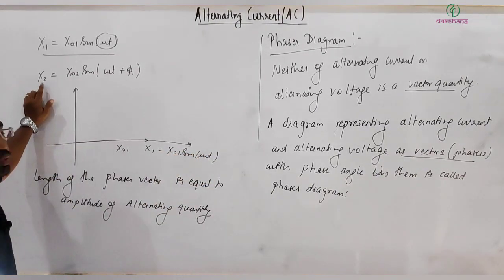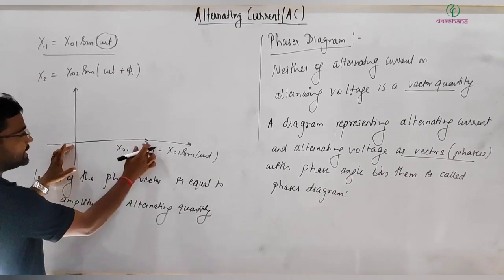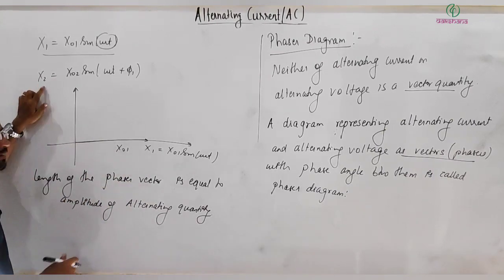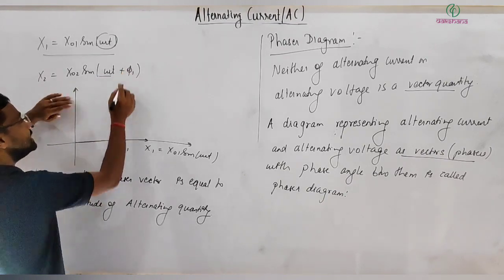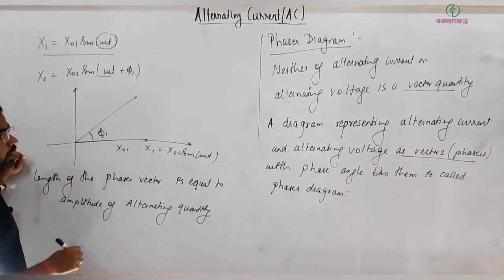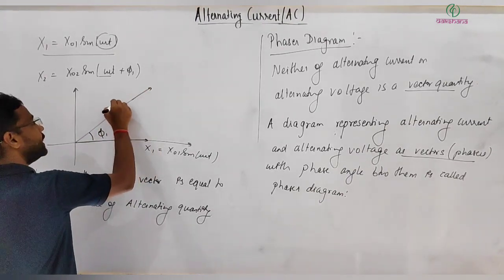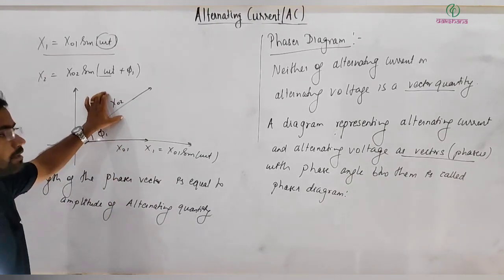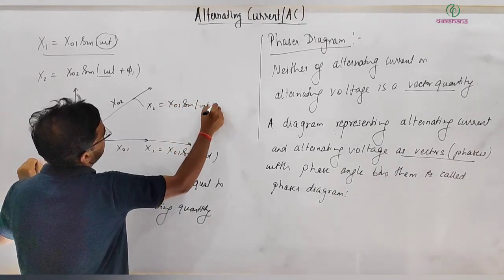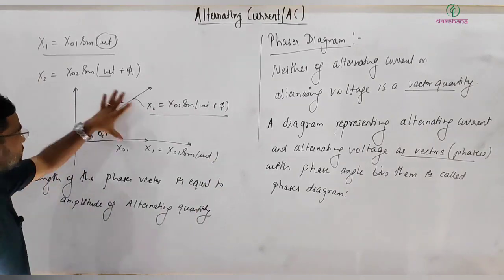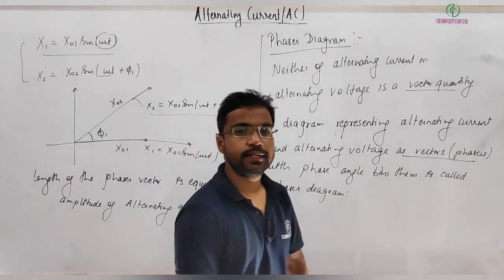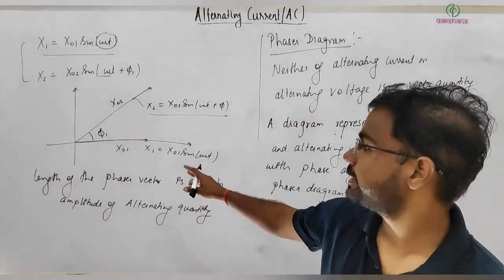Now the other one, x2, what I will write? This length up to here is x1 naught, or x naught 1. Then the x2 phasor I will draw, with the phase difference between them being this angle phi 1, and its length will be your x naught 2, and this is your another phasor, x2 equal to x naught 2 sine of omega t plus phi. So this representation is called phasor diagram of these two alternating quantities. I hope you are understanding this point here.